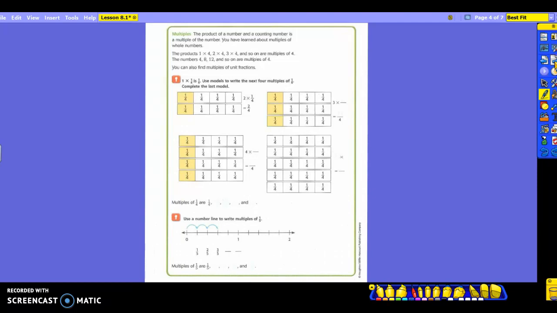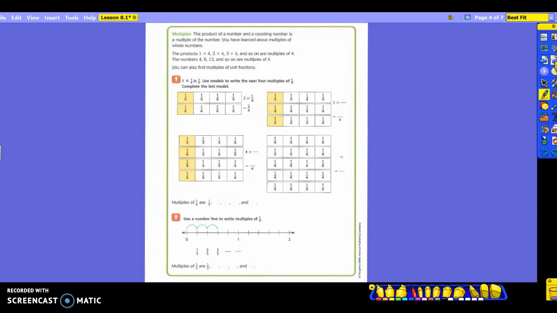We can also find multiples of unit fractions. Okay, take a look. 1 times 1/4 is 1/4, because we're only doing it how many times? Once. So it says to use models to write the next 4 multiples of 1/4 and complete the last line. So take a look at the model that they have here. Yes? They didn't do the model for 1/4. They're going to do the next ones.